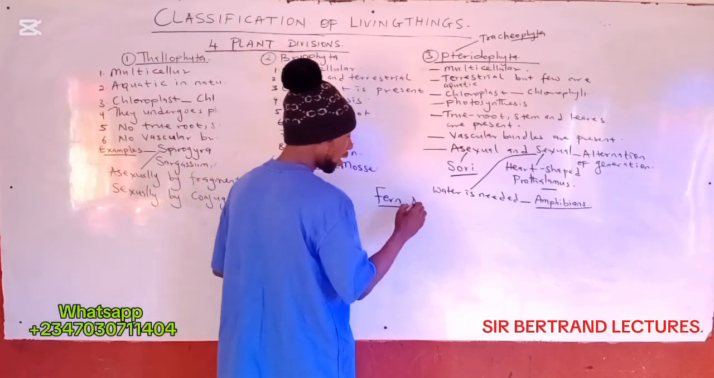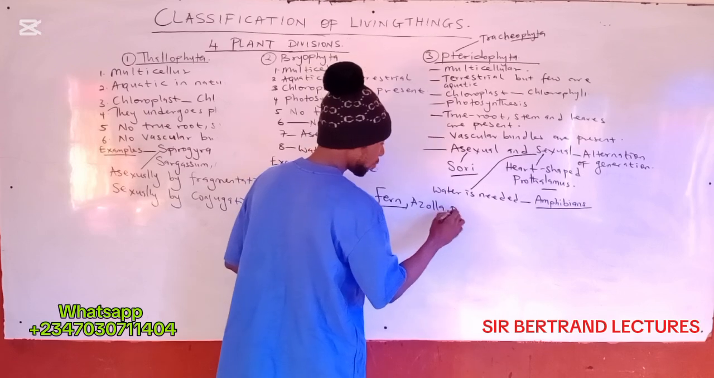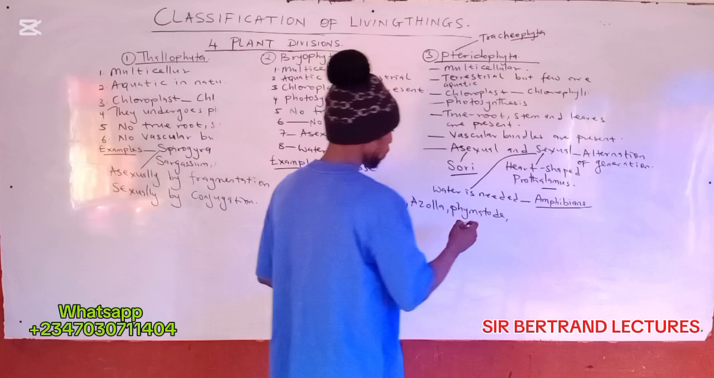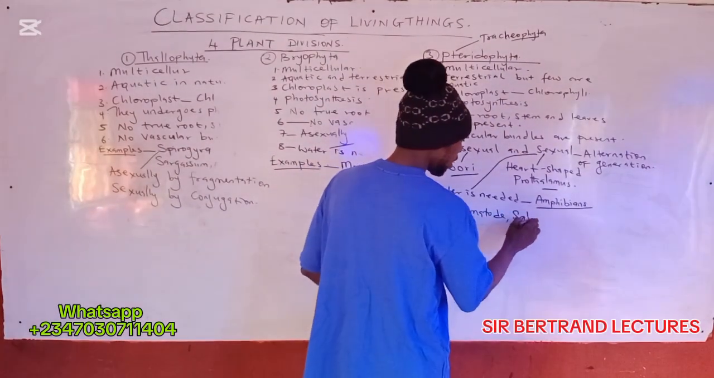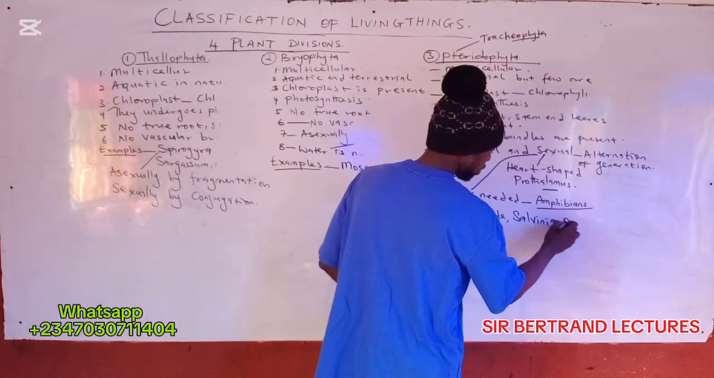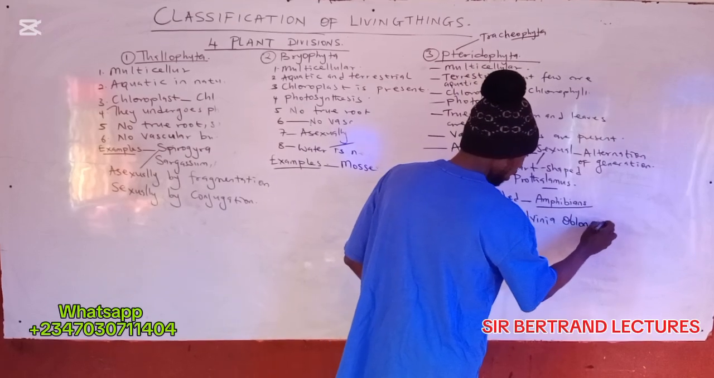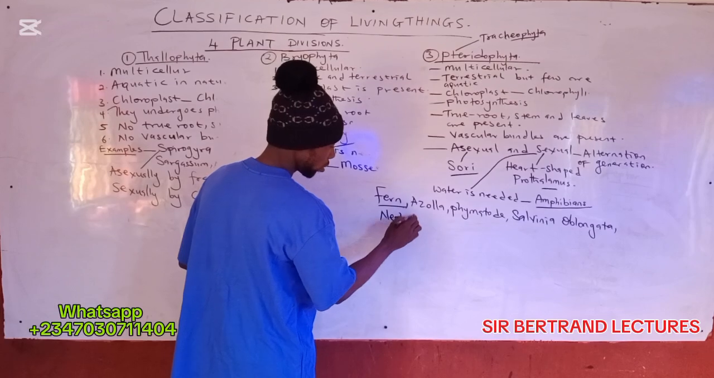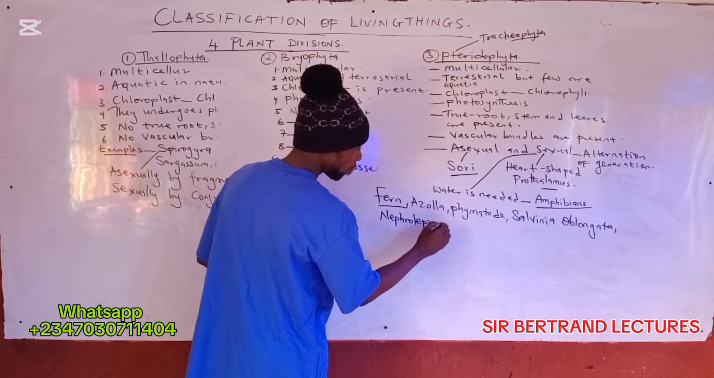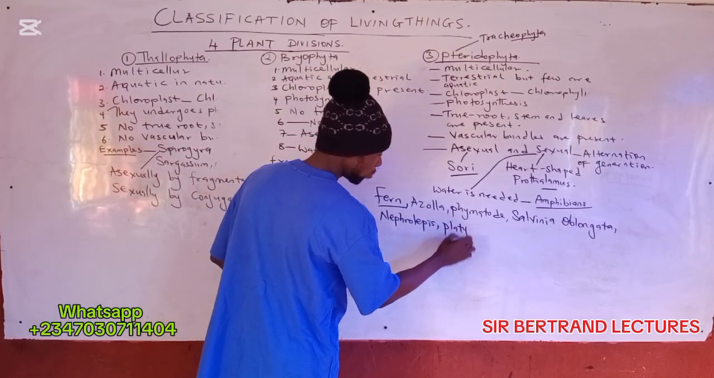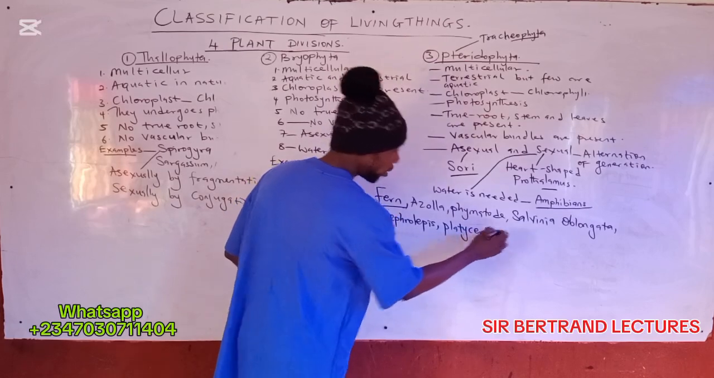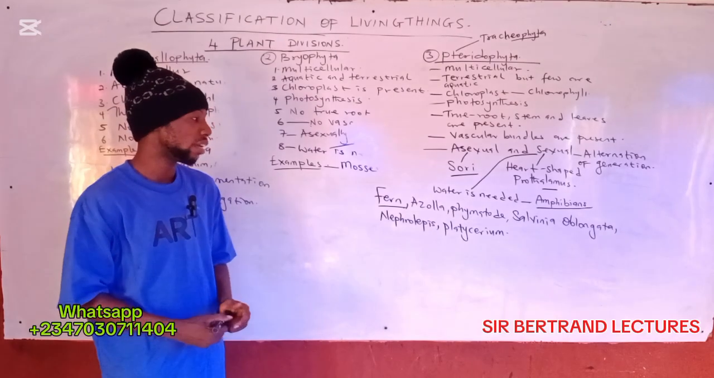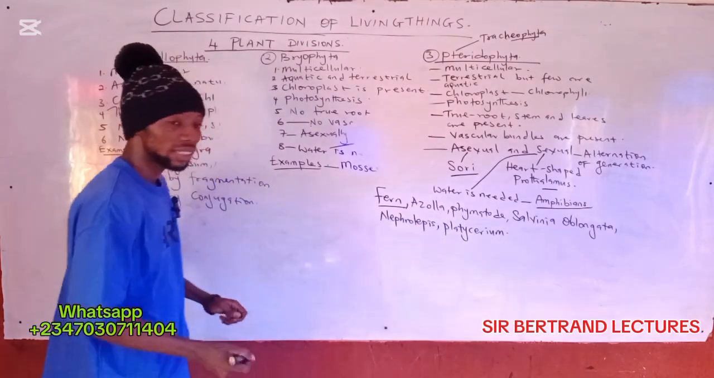Examples again are azolla, phymatode, Salvinia oblongata, Nephrolepis, Platycerium. All these are examples of pteridophytes. Okay, we have so many other examples.